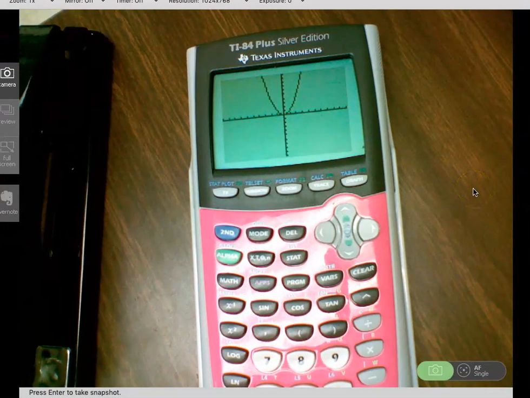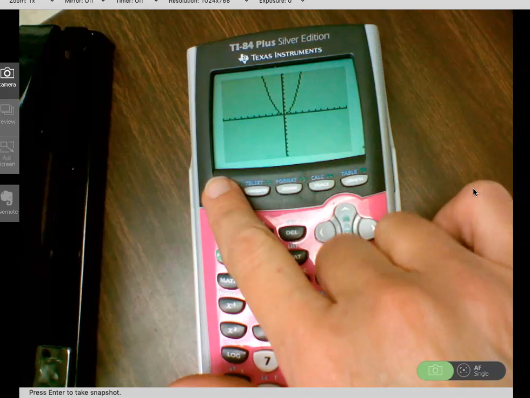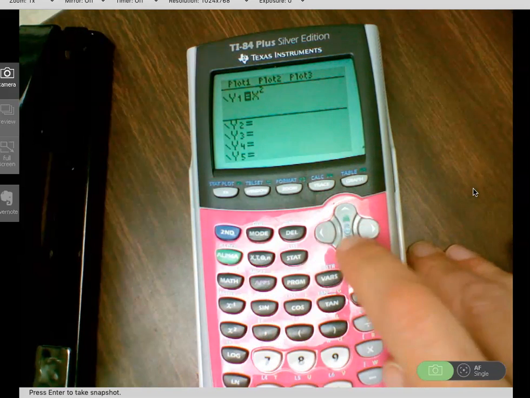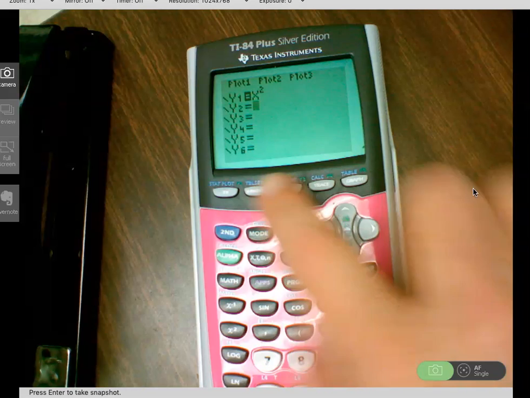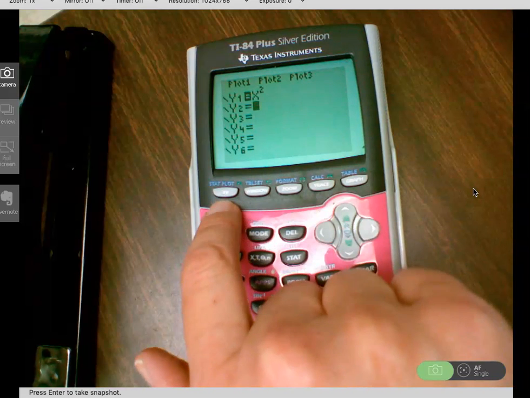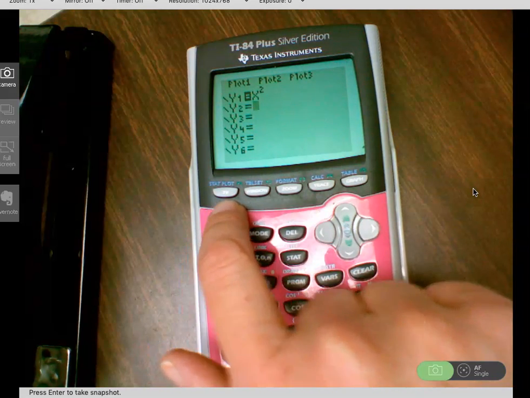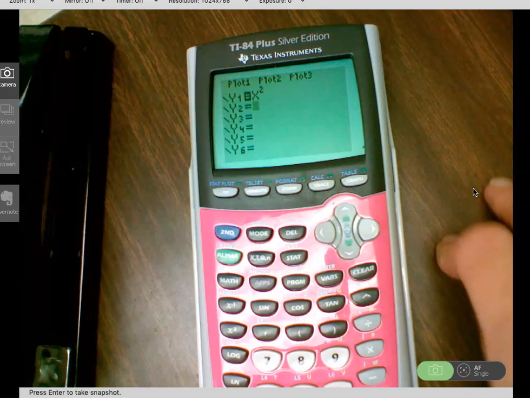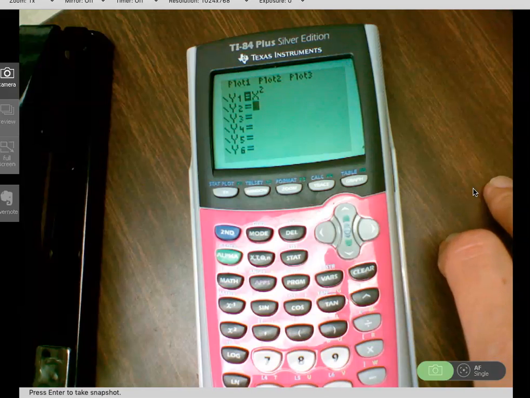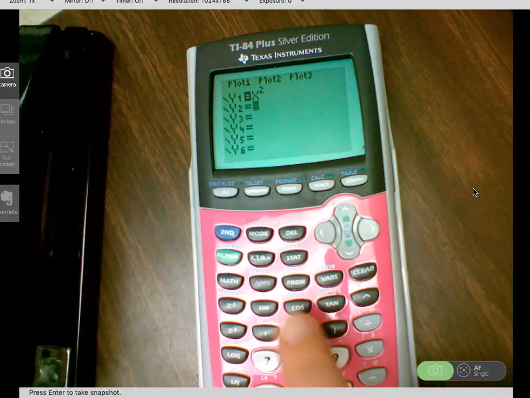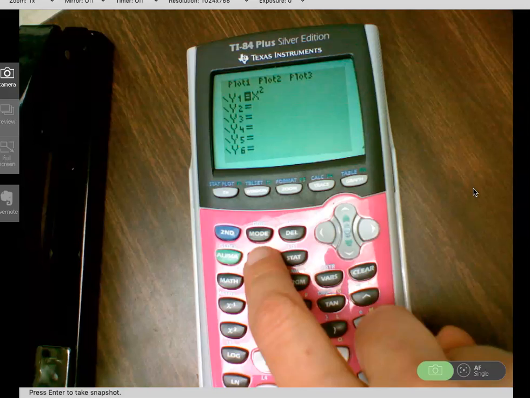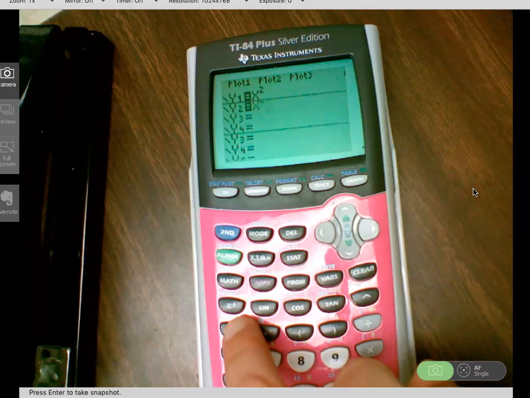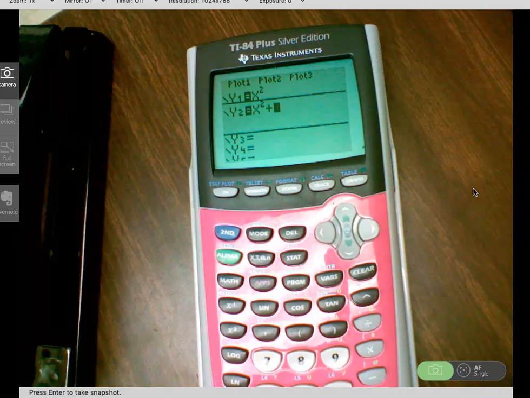So for those watching the recording, we're learning how to use our graphing calculator. We just graphed y equals x squared. Now on the same window, go back to y equals, arrow down to y2, and we're going to graph x squared plus 3. So everyone type x squared plus 3.